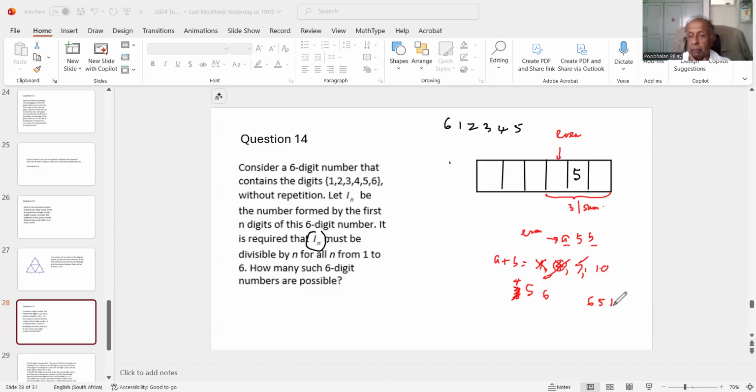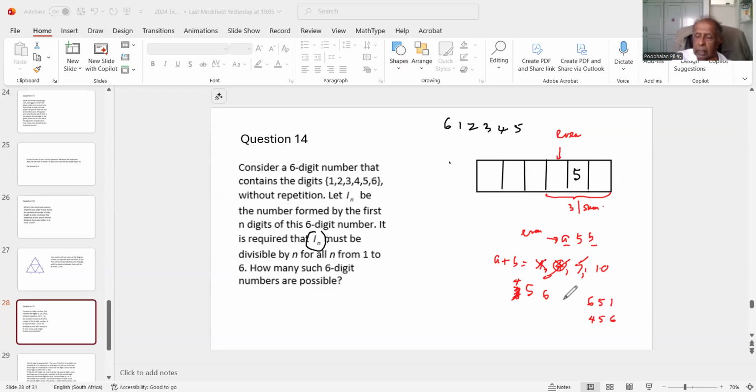You can have 6, 5, 1. So this is even. You can't have 4, 5. Yeah, you can have 6, 5, 1, or you could have 4, 5, 6. So those three give you a multiple, and this must be even. 2 can't go in here, and you can only put 2, 4, 6 here. So those are the possibilities.